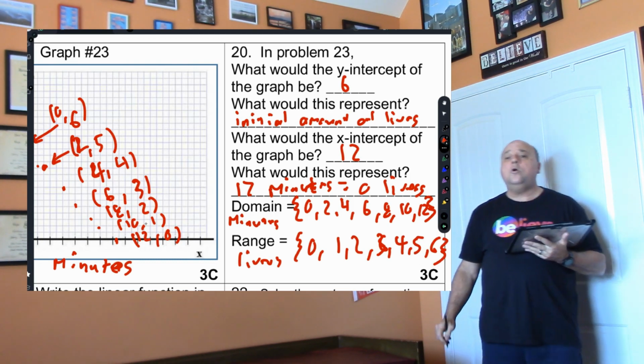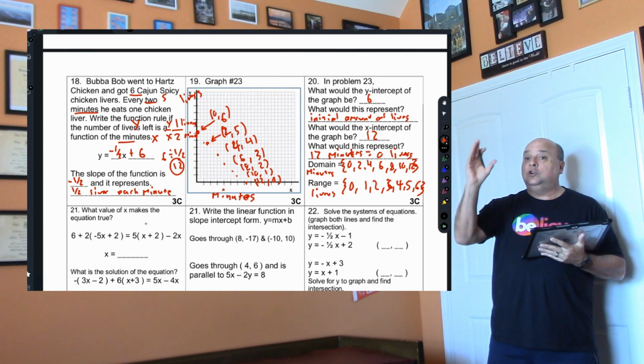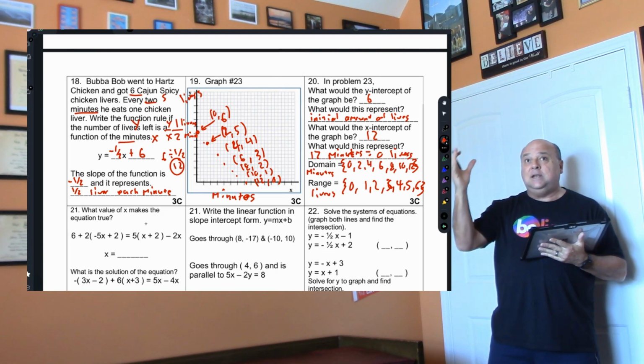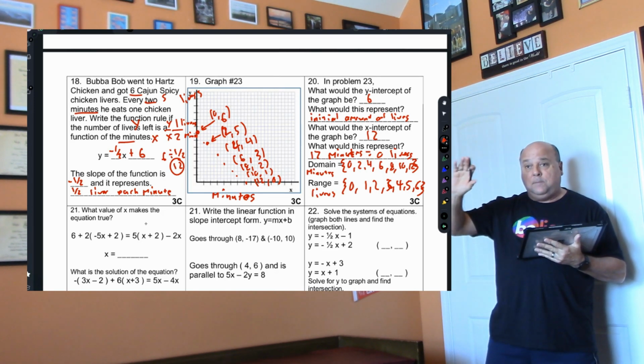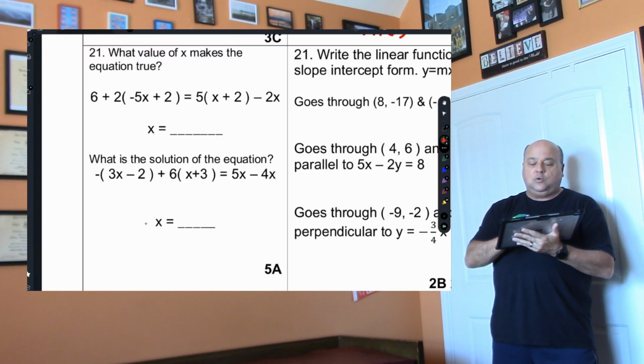First time y'all had a problem like this. Okay, so your slope is not negative 2, it's going to be negative 1/2. It's livers over minutes, which is going to be 1 over 2. That's kind of tricky. Let's go to 21.